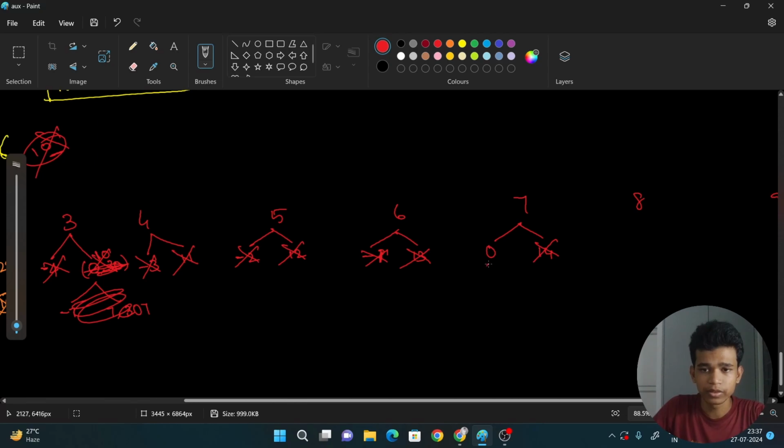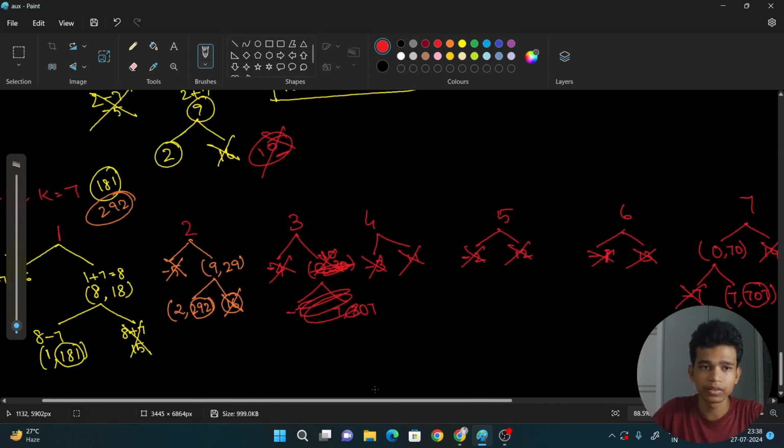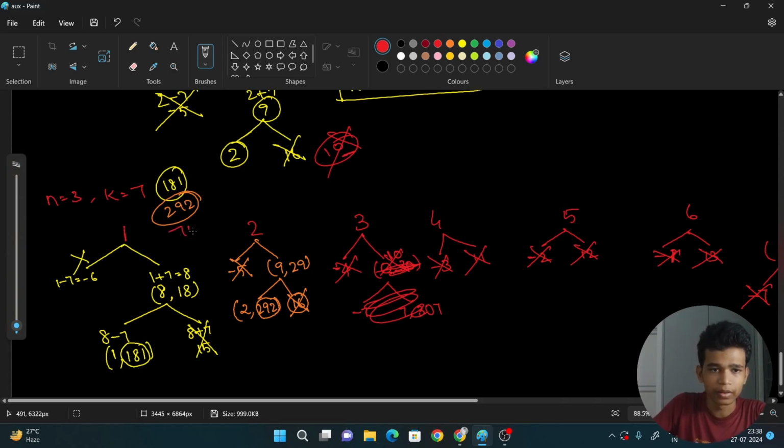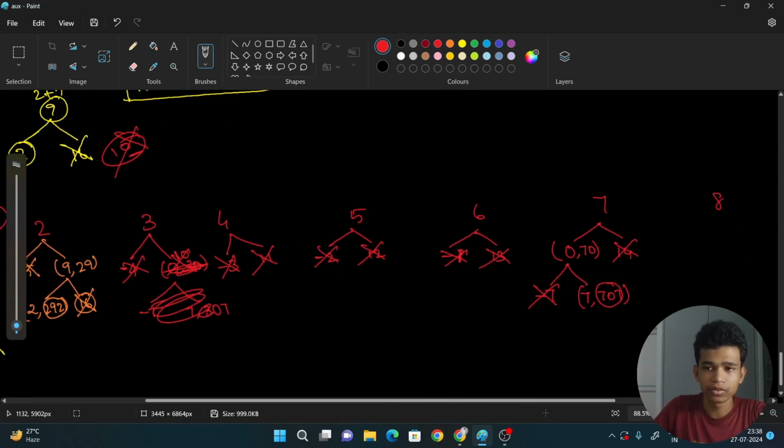But come to 0. 0 can be further traversed. 0 minus 7 is minus 7. So when I am traversing 0, it will be 70, right? Now 0 plus 7 is 7 and I will add this. So this cannot go further and it has 3 values. So this will be my answer. 707 can also be my answer.